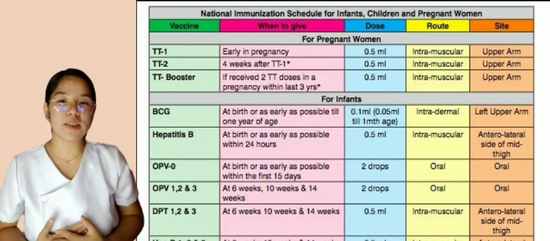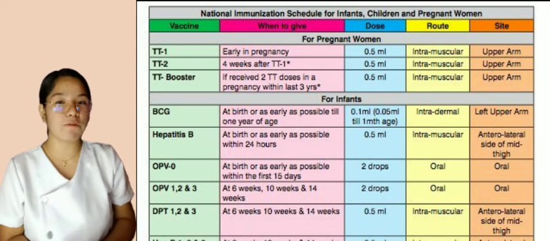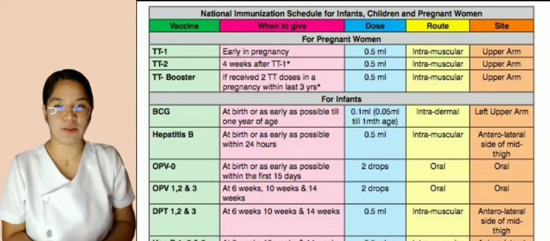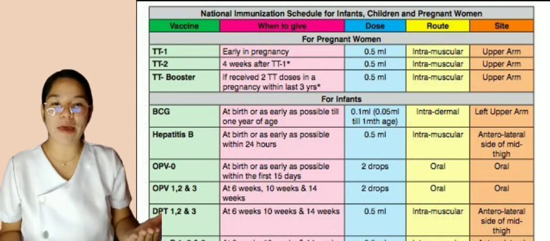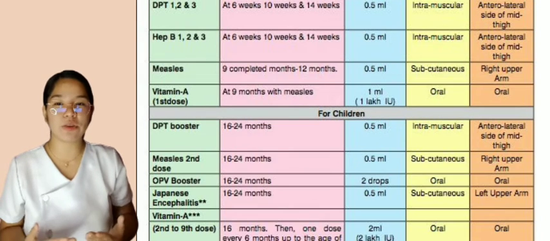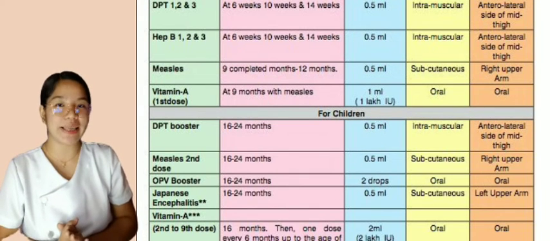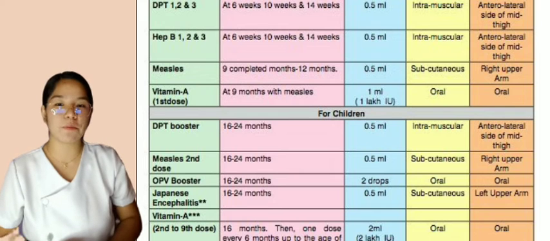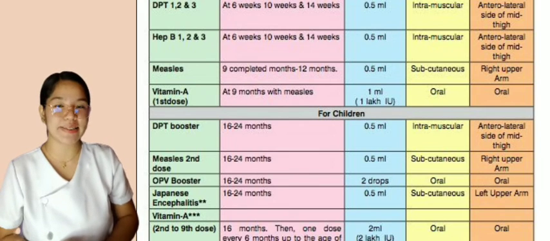Hello again! So at this point, I am presenting the table for the National Immunization Schedule. So the purpose of the recommended immunization schedule is to protect infants and children by providing immunity early in life, before they are exposed to potentially life-threatening diseases.